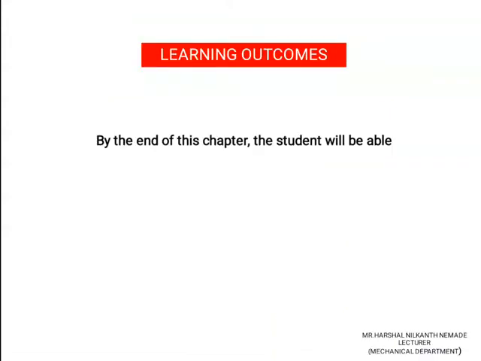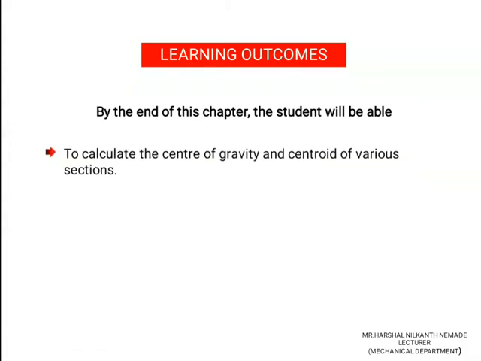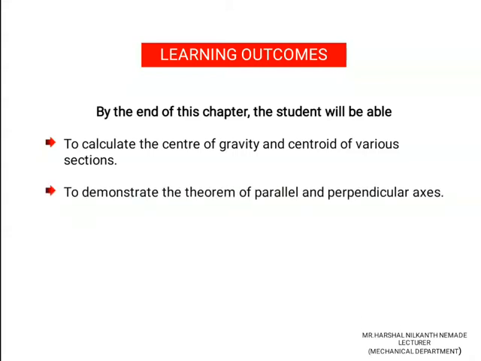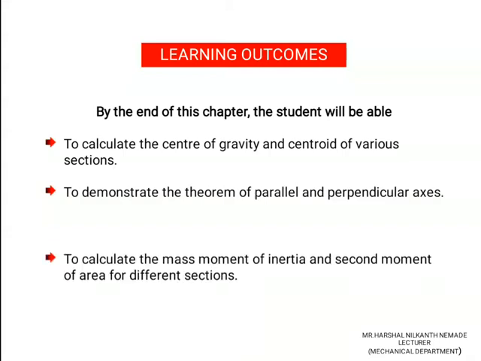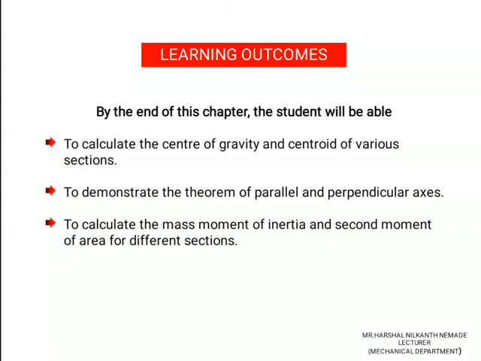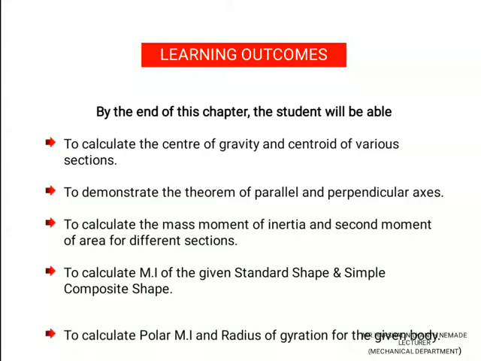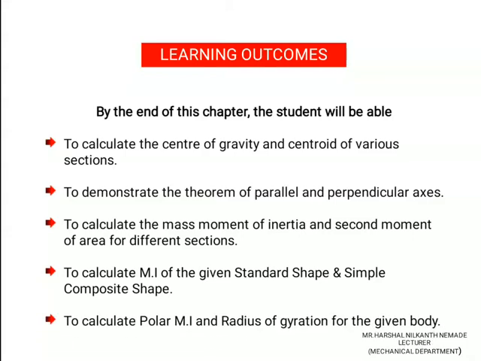Learning outcomes. By the end of the chapter, the students will be able to calculate the center of gravity and centroid of various sections, to demonstrate the theorem of parallel and perpendicular axis, to calculate the mass moment of inertia and second moment of area for different sections, to calculate moment of inertia of given standard shape and composite shape, to calculate polar moment of inertia and radius of gyration for the given body.